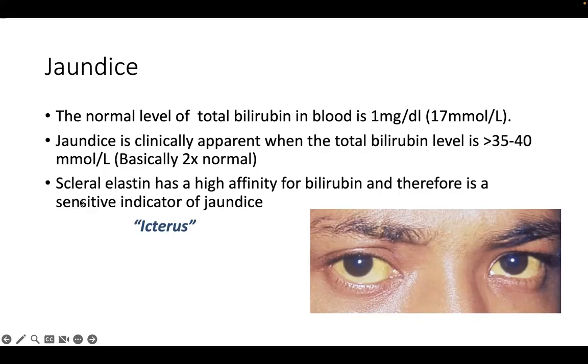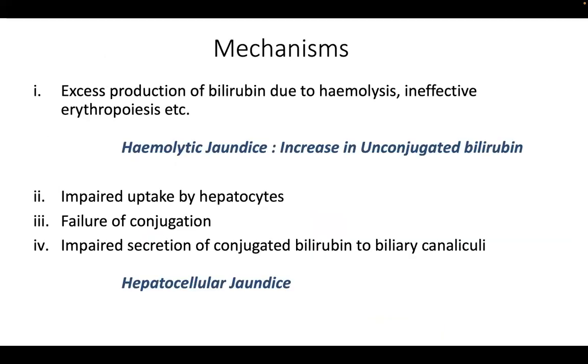So why do you get icterus? The scleral elastin has a high affinity for bilirubin. Therefore, it is sensitive, so you will get icterus. So remember, when you're taking your history and your examination, don't say jaundice if there is yellowish discoloration of the eyes. Make sure you say icterus.